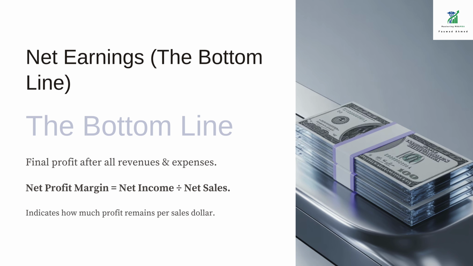It's calculated using the formula net profit margin equals net income divided by net sales. This ratio reflects everything: revenue, expenses, taxes, and interest. A higher net profit margin means the company is efficient, managing both costs and pricing well. A lower margin might signal rising expenses, intense competition, or weak cost control. In short, the net profit margin reveals the company's true bottom line strength. It reveals how much profit the company retains from each dollar of revenue after every cost.